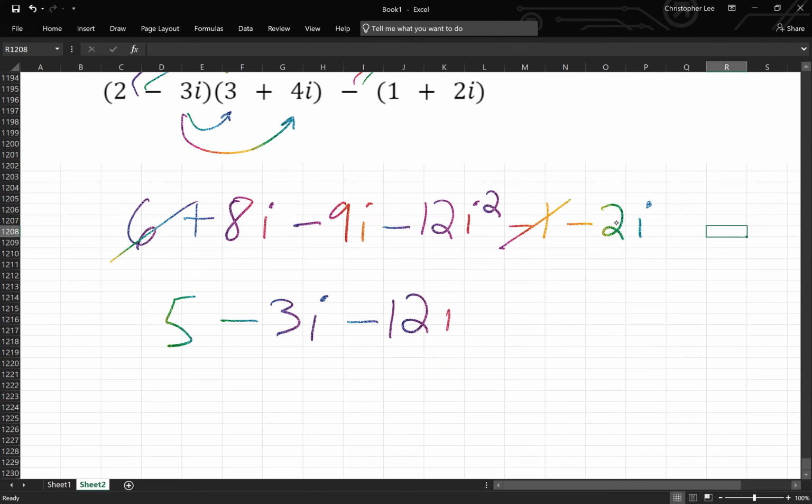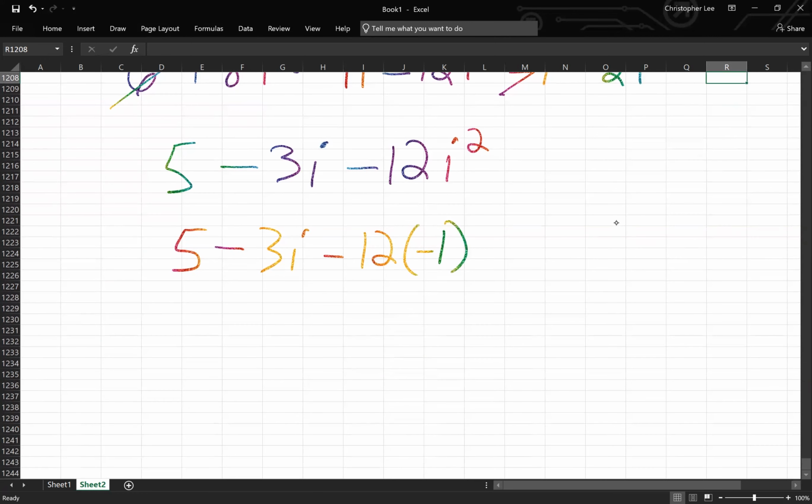Minus 12i squared, right? Very good. So this becomes 5 minus 3i minus 12 times -1. Now help me out. What's -12 times -1? So this becomes 5 minus 3i.